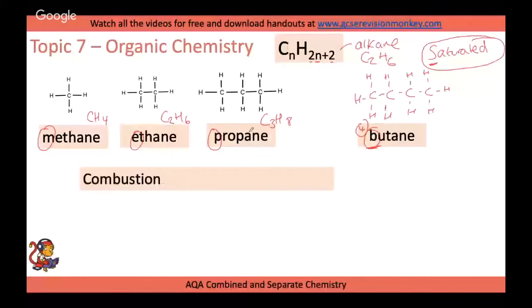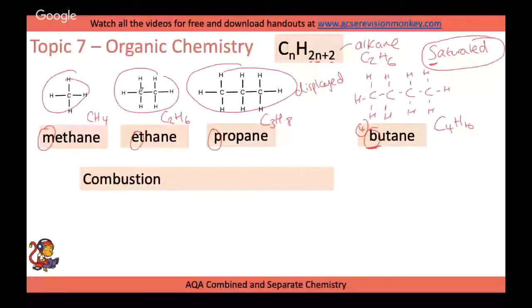Let's finish this one off then. Butane, if you're asked to write the formula for it, C4H10. Now these formulas here are called the displayed formula. So if they start talking about displayed formula in the exam, that's just the one that shows all the bonds in between them. So these are called hydrocarbons because they are just made up of carbon and hydrogen and nothing else. And we can burn these in a combustion reaction.